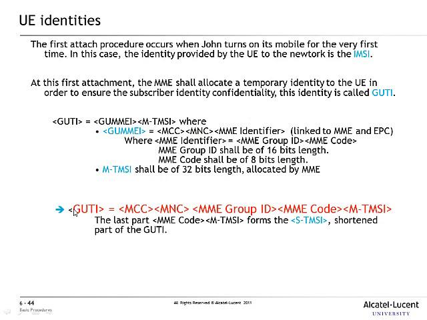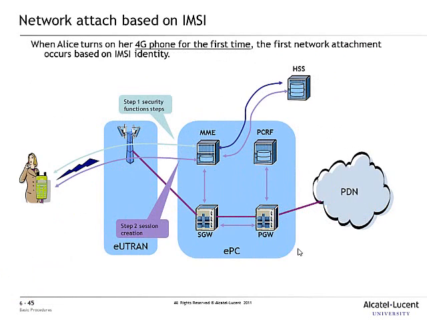Just a bit of recap. We talked about this earlier, but this number, the GUTI, is the important one, as a temporary identifier to identify a mobile subscriber. There are three types of attaches.